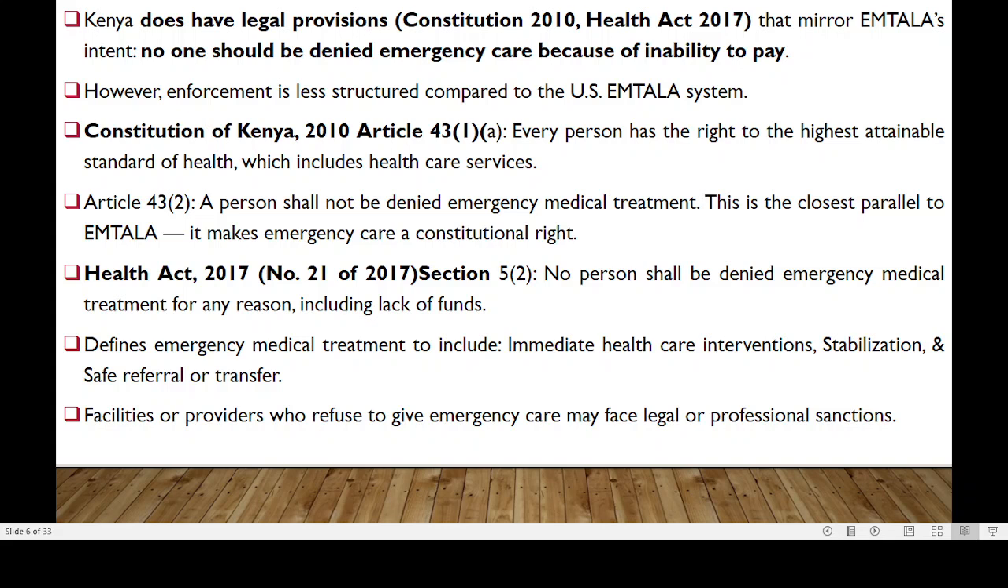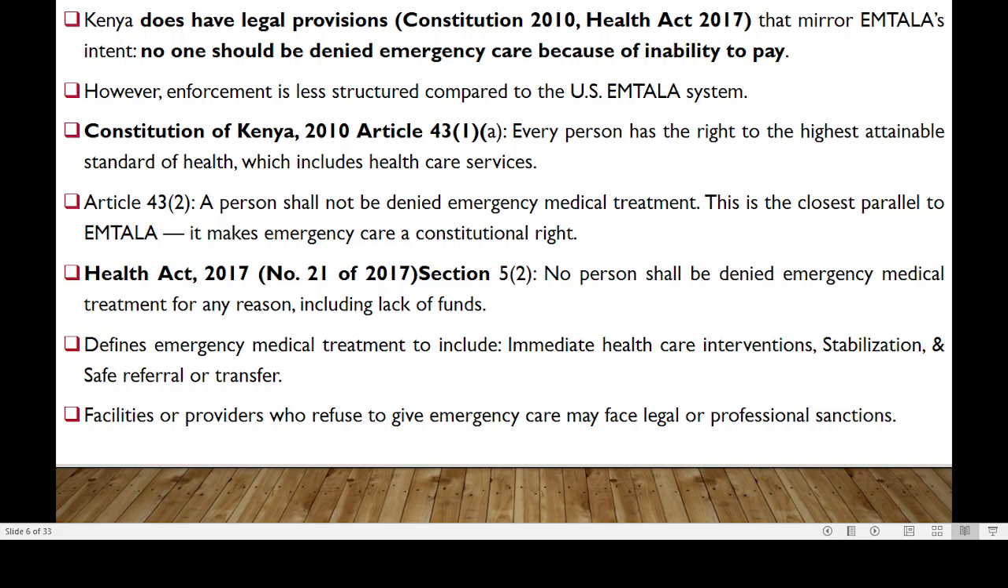Constitution of Kenya 2010, Article 43, number 1, Part A, states that every person has a right to the highest attainable standard of health, which includes healthcare services. Article 43, number 2, a person shall not be denied emergency medical treatment, and this is the closest parallel to the American concept, and it makes emergency care a constitutional right.